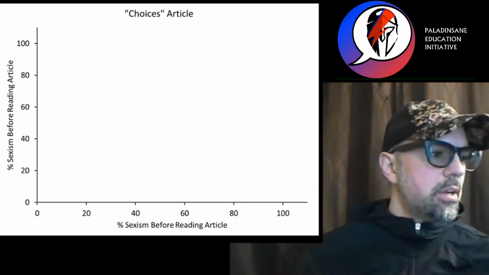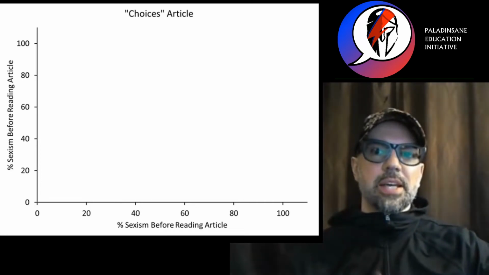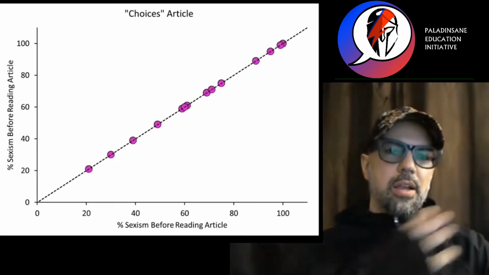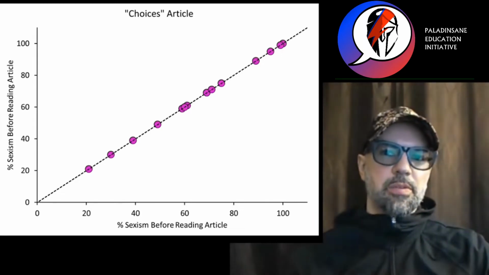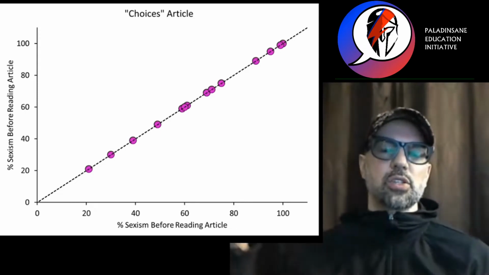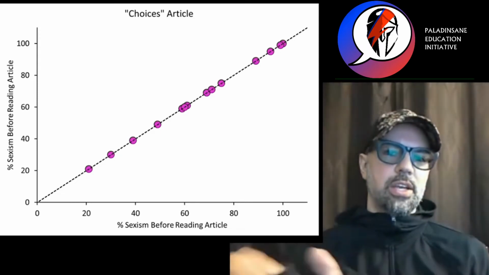Actually, that moment is here, so I'll explain it right now. What we have here is sexism before reading the article on both of these axes. And that allows us to plot this straight line, and that's going to be our control condition.